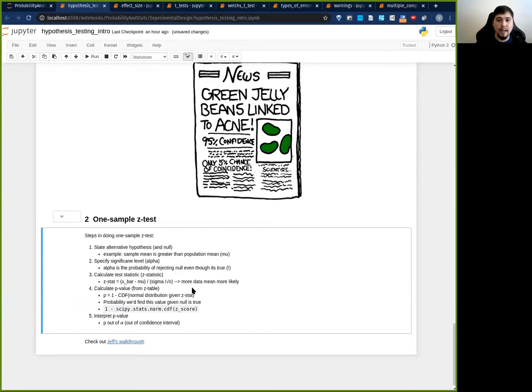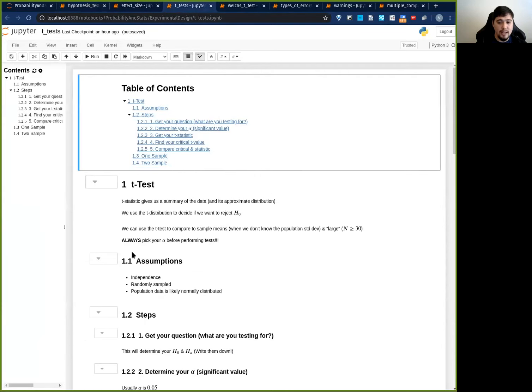Cool. All right. So I'm actually going to skip over effect size right now, and I'm going to go right into t-tests. Well, maybe if we have some time, we'll talk about effect size. So I'm going to show you a t-test now.